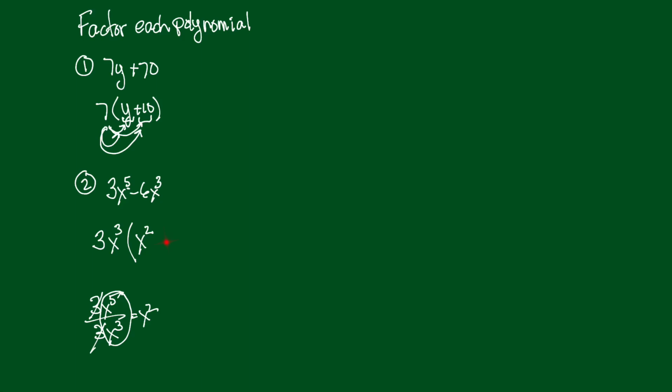Now, what about here? I start with 2 terms, I need to end with 2 terms. Negative 6 divided by 3 is negative 2. And x cubed divided by x cubed is just 1. So we've got it. And you can check it. Just multiply back in. 3x cubed times x squared is the 3x to the 5th. And 3x cubed times negative 2 is negative 6x cubed.